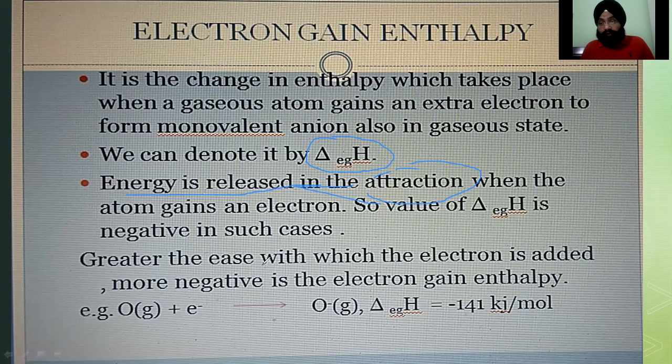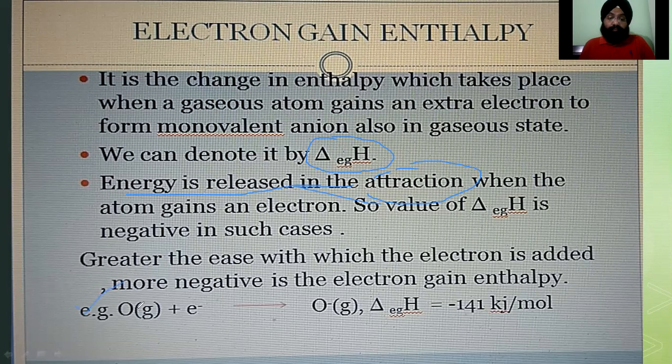So first thing is, it is the enthalpy change, energy change, which takes place when a gaseous atom gains an electron. The second is, more easily it gains, more amount of energy it will release. So the more easily an electron is added to an atom, the more energy it will release, so a more negative value of delta EGH will be there.